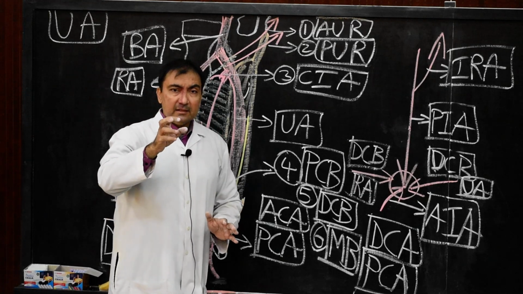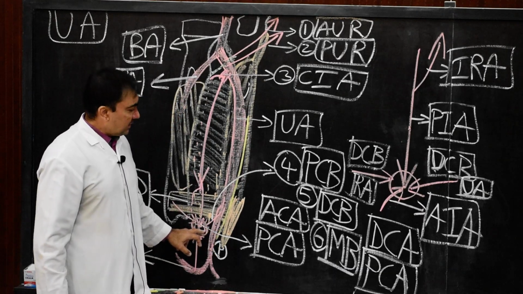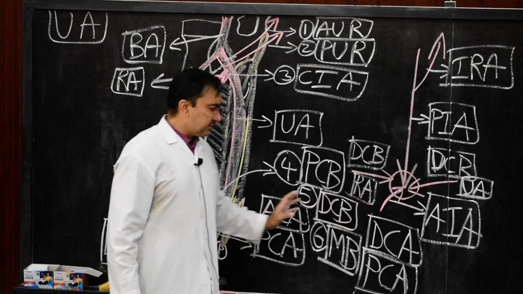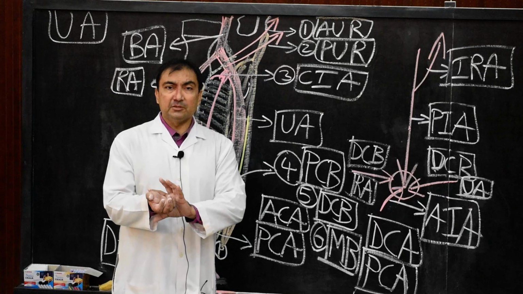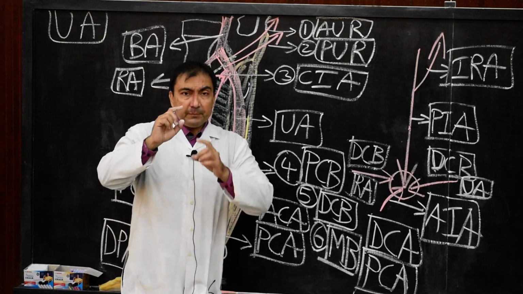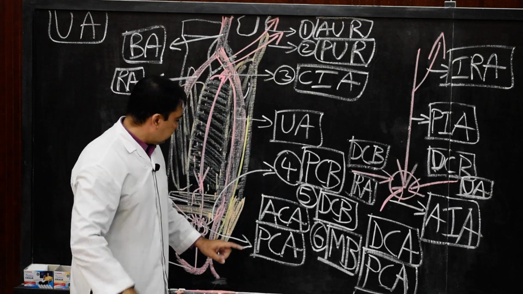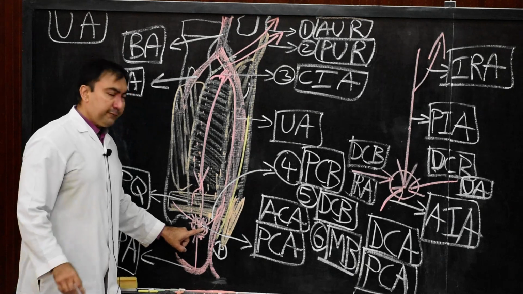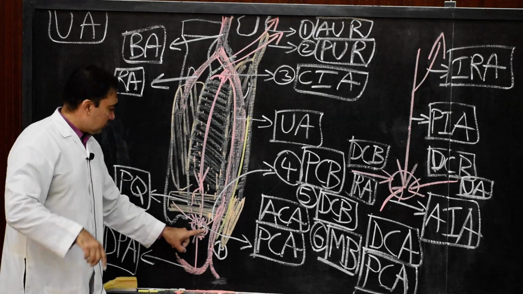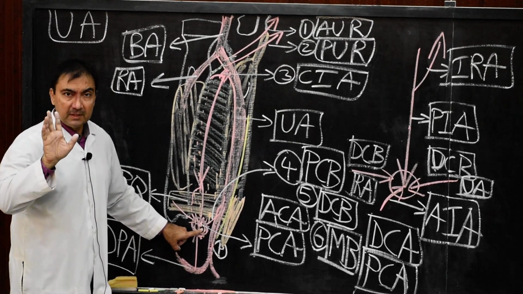Now, there are 2 carpal arches which I have already discussed: the anterior carpal arch or palmar carpal arch, and the posterior carpal arch or dorsal carpal arch. These 2 carpal arches are present as anastomosis around the wrist joint. So at the lower end, in front of the lower end of the radius and ulna, there will be formation of the anterior carpal arch or palmar carpal arch.